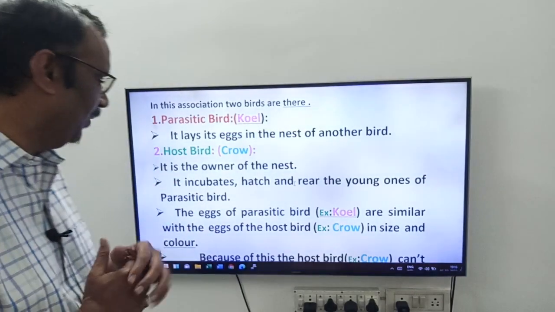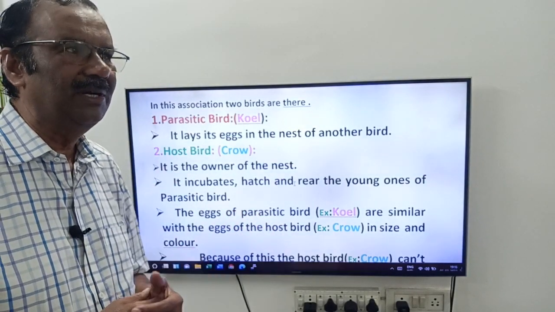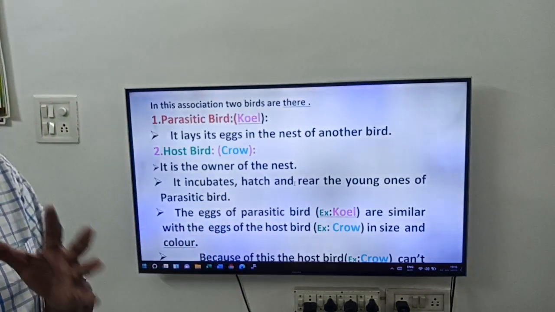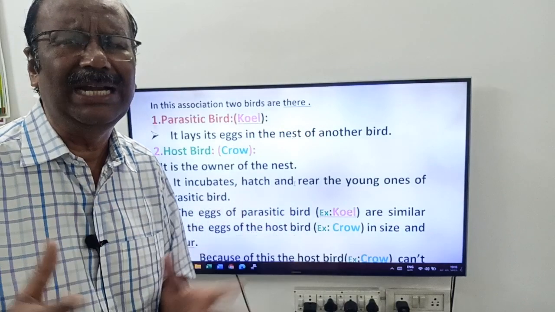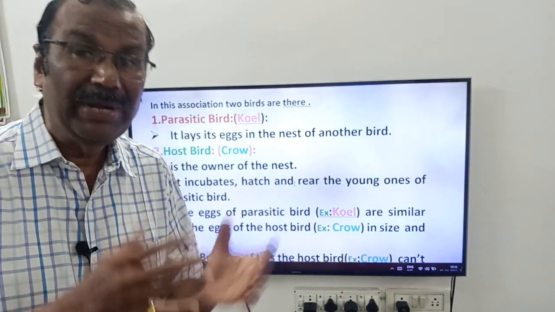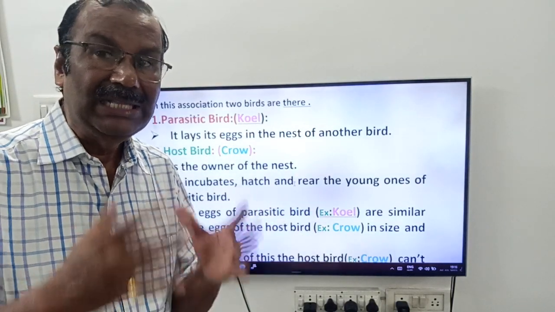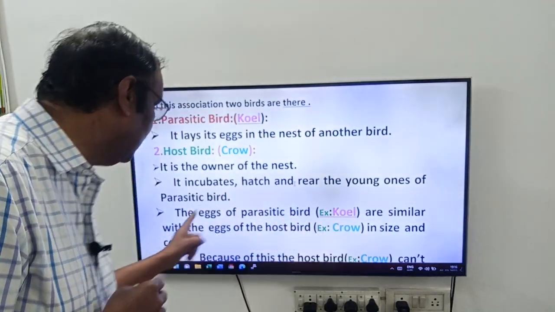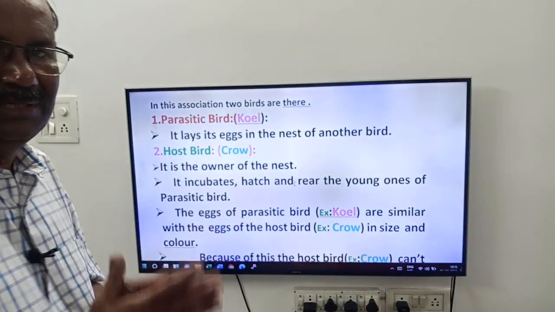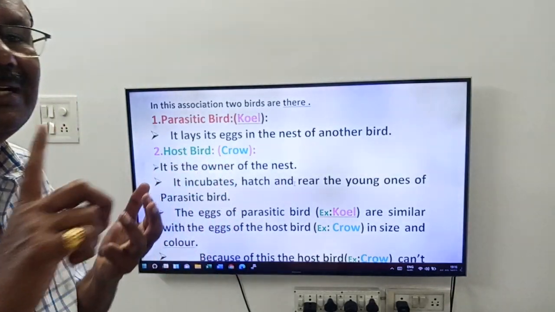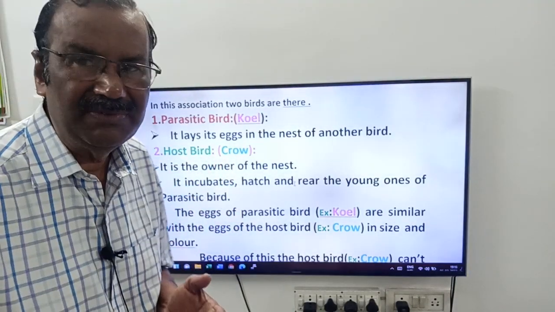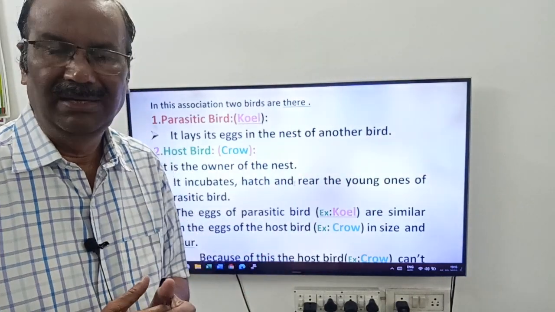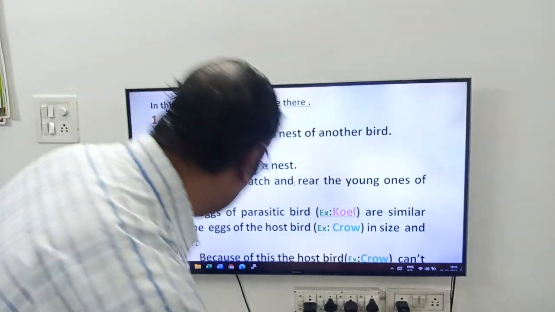See, friends, important point. The eggs of the parasitic bird, that is quail, are similar to the eggs of the host bird. See, friends, the crow can't identify the eggs of quail. Why won't it recognize them, friends? The eggs of the parasitic bird, that is quail eggs, are similar to the eggs of the host bird. In what, friends? In size and color. Because of that, the crow won't identify that those eggs are of quail. Okay, friends? Next, see, friends.